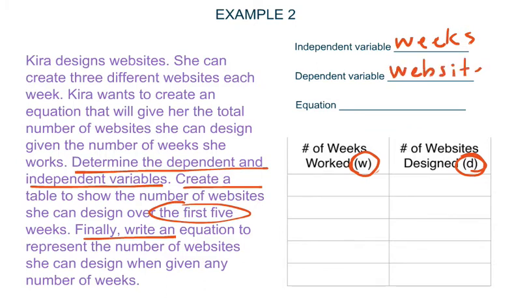She couldn't create more websites if it wasn't a new week. All right, we'll get back to the equation in a moment. Let's make the table first. That is the second thing it's asking us to do over here.